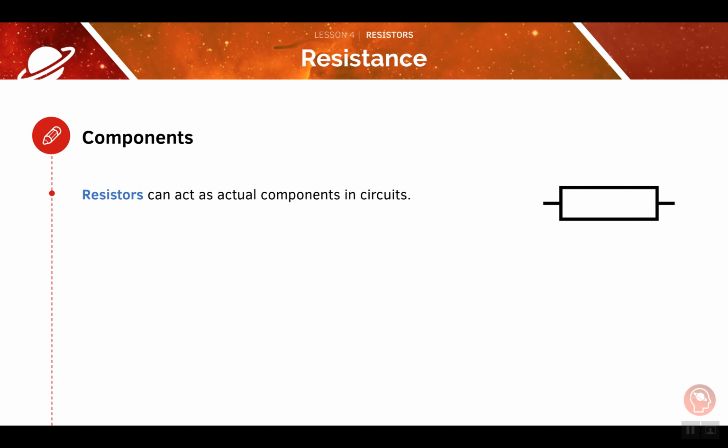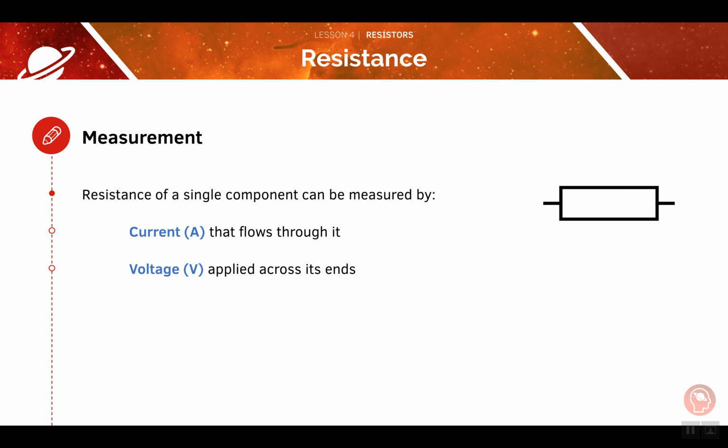Resistors can also be actual components inside a circuit. Wires, lamps, motors, and other components all have some elements of resistance. Resistance, as we've just mentioned, will be measured in ohms. We can measure resistance of a single component by looking at the current that flows through it in amps and the voltage applied across its ends in volts. The higher the resistance, the lower the current for any given voltage.